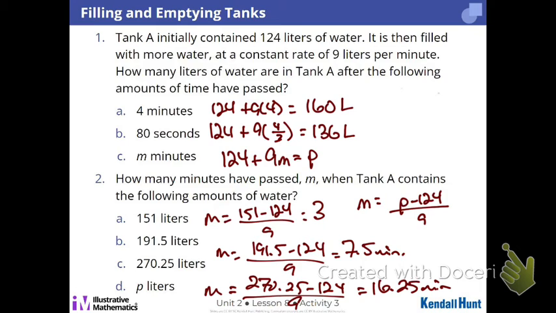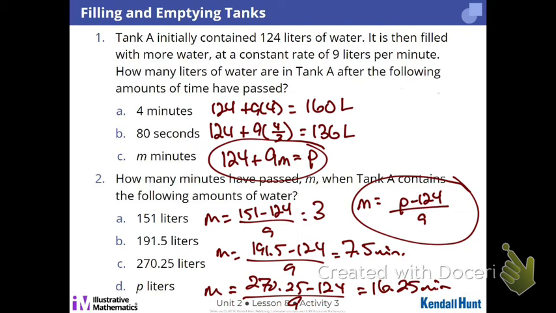Okay. So why would I want two different equations again? Well, if I want minutes, it's going to be much easier to use this. If I want how much is in the tank, it's going to be much easier to use this.